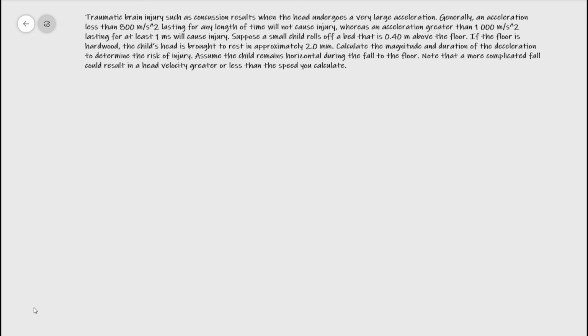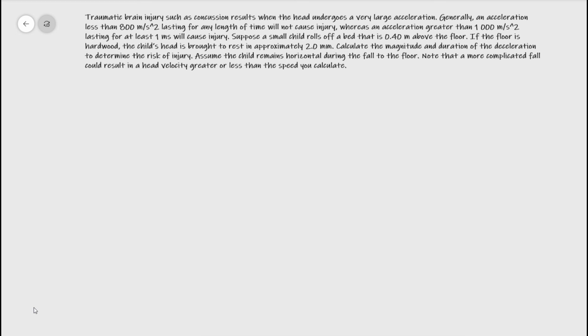Calculate the magnitude and duration of the deceleration to determine the risk of injury. Assume the child remains horizontal during the fall to the floor. Note that a more complicated fall could result in a head velocity greater or less than the speed you calculate.